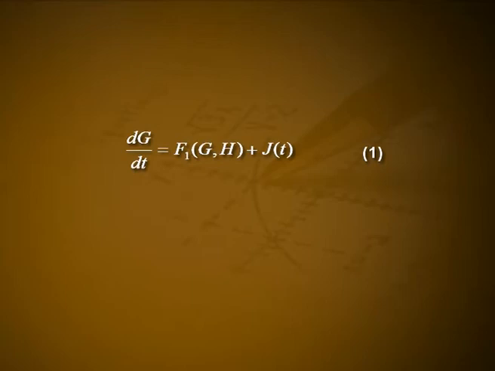The basic model is described analytically by the equations dG/dt = f1(G,H) + J(t), and dH/dt = f2(G,H). The dependence of f1 and f2 on G and H signifies that changes in G and H are determined by the values of both G and H. The function J(t) is the external rate at which the blood glucose concentration is being increased.